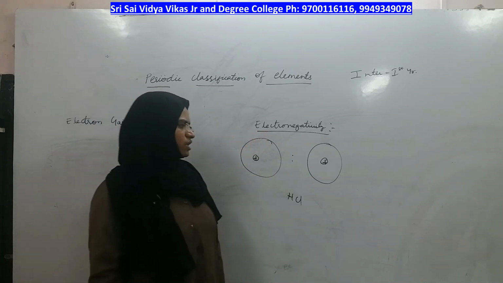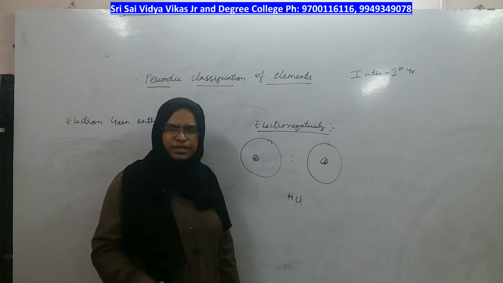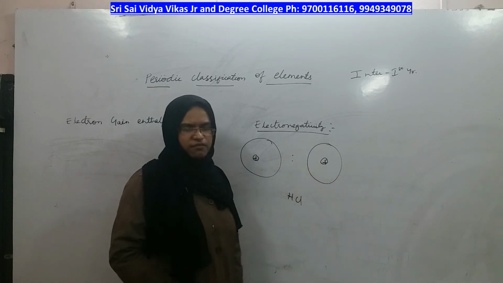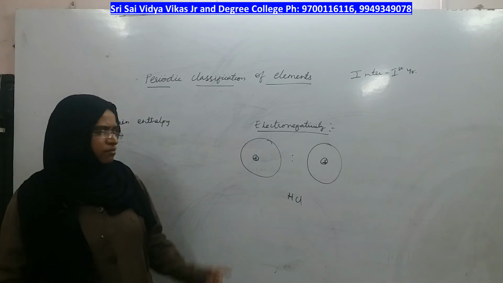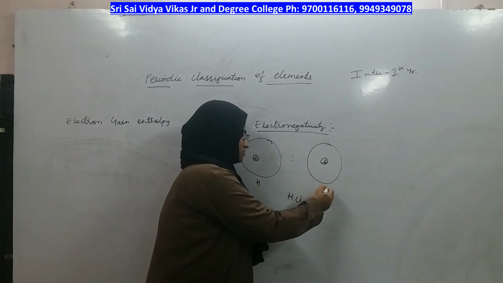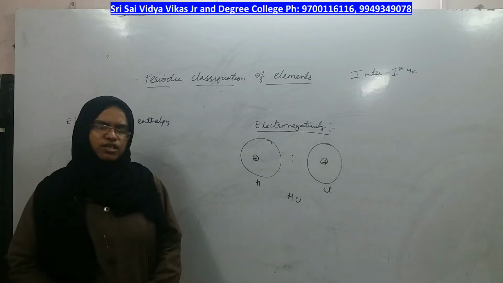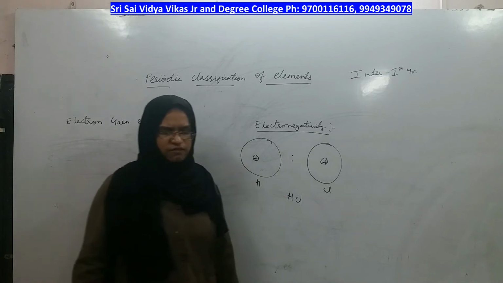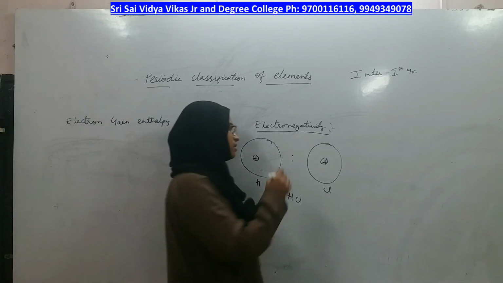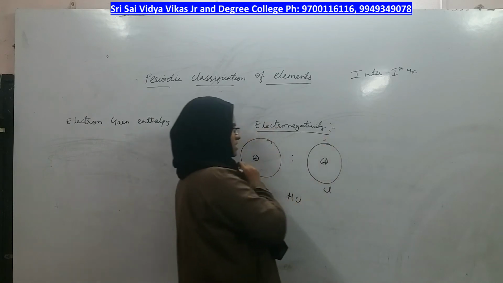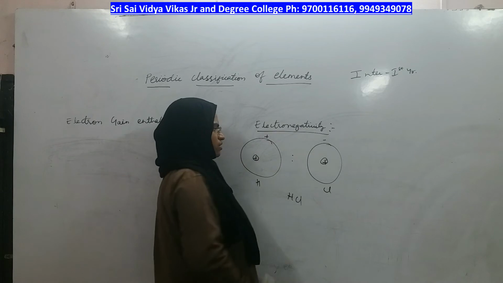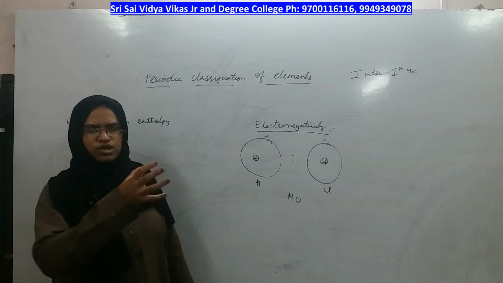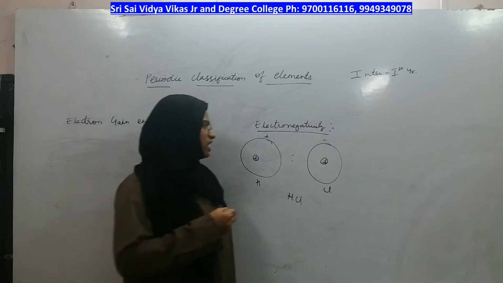So let us now define what electronegativity is: the ability of an atom to attract the shared pair of electrons towards itself. Actually it should remain exactly in the center, but as chlorine has more power, it attracts the electron pair towards itself. So the electron pair moves towards chlorine and chlorine gets a minus charge, it moves away from hydrogen and hydrogen gets a plus charge. That property of attracting the electron pair towards itself is called electronegativity.